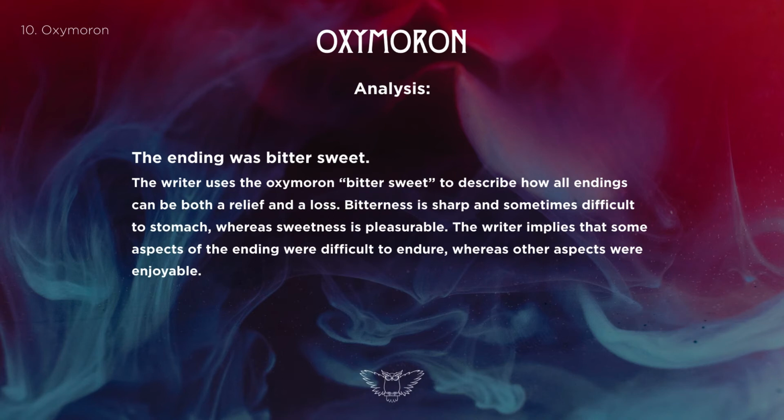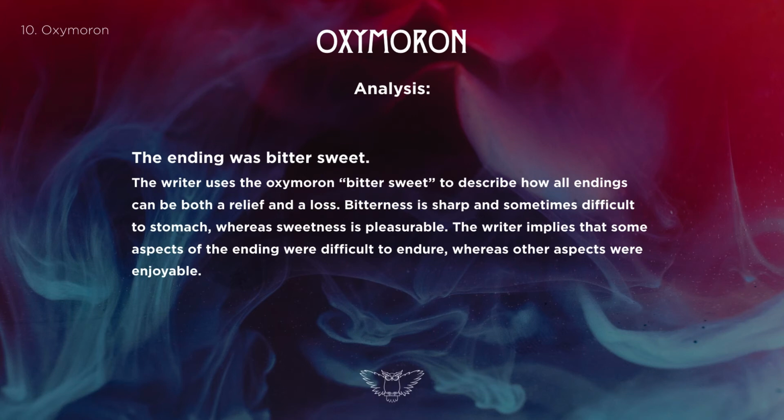Things I did right. So I identify the literary device, it's an oxymoron. I pinpoint the quote, I say bittersweet is the oxymoron. And then I start to draw upon descriptive words, you know, relief and loss. I single out each word, I sort of pull the oxymoron apart and I focus on the bitterness first. So I'm saying bitterness is sharp and sometimes difficult to stomach. And then I focus on sweetness on its own, you know, sweetness is pleasurable. And then I put them back together again for the conclusive statement: the writer implies that some aspects of the ending were difficult to endure, whereas other aspects were enjoyable.